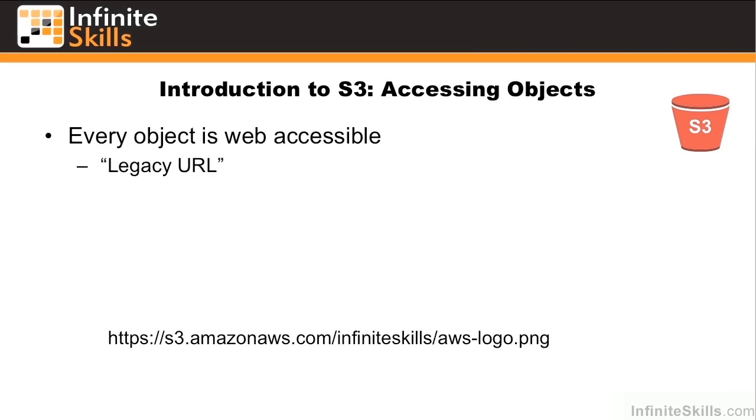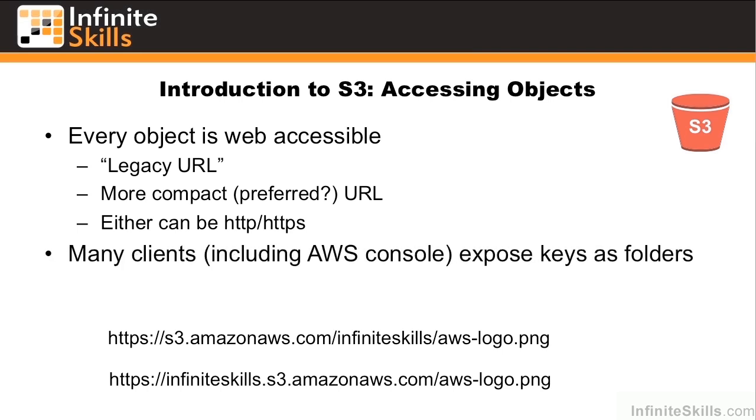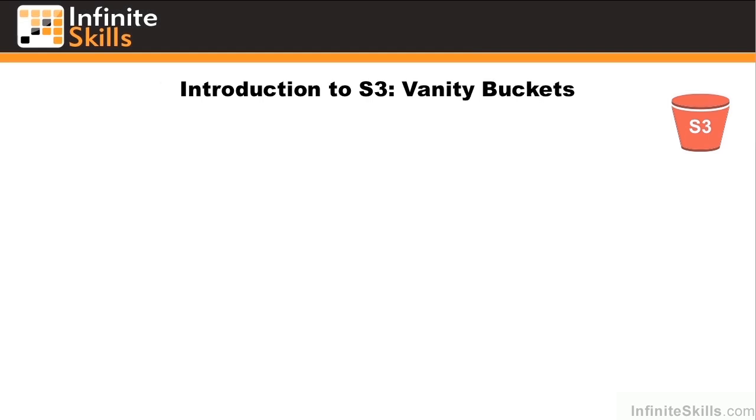There are also legacy URLs and a more compact and possibly preferred URL. You can see the one on the top has the bucket name after s3.amazonaws, whereas the one on the bottom has the bucket name as part of the domain. Either can be HTTP or HTTPS. Many clients, including the AWS console, expose the keys as folders. A popular solution named CloudBerry actually does this as well, so that I can browse through anything that has Infinite Skills/ and it looks like those are actually contained inside of the folder. Again, this is just a key.